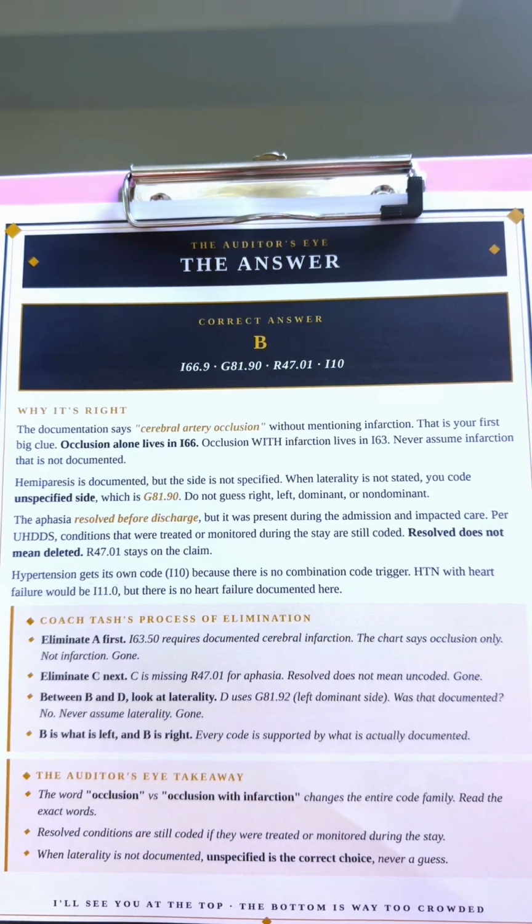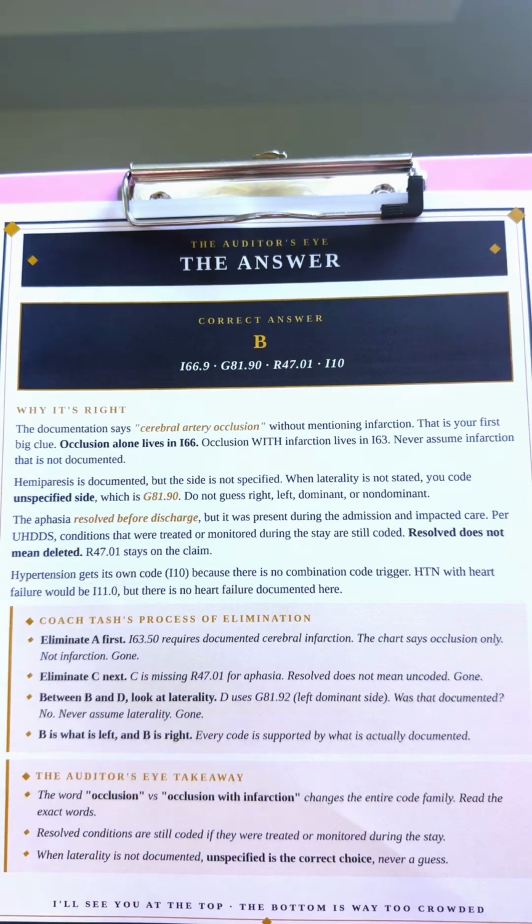Hemiplegia is documented, but the side is not specified. So when laterality is not stated, you code unspecified side. That's captured in G81.90. Do not guess right, left, dominant, or non-dominant.